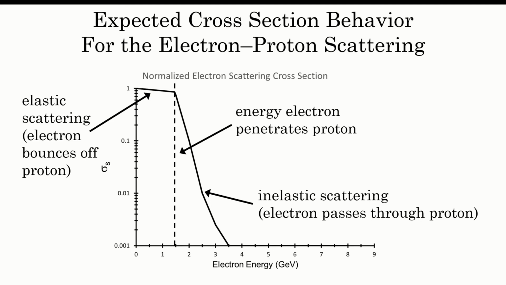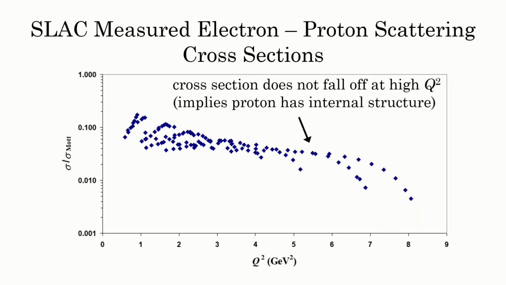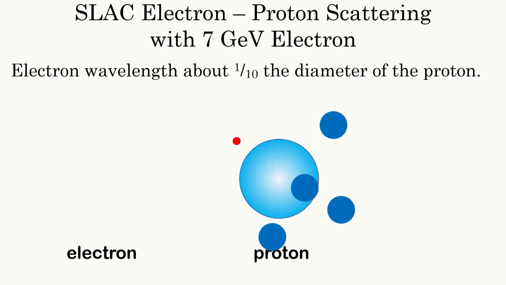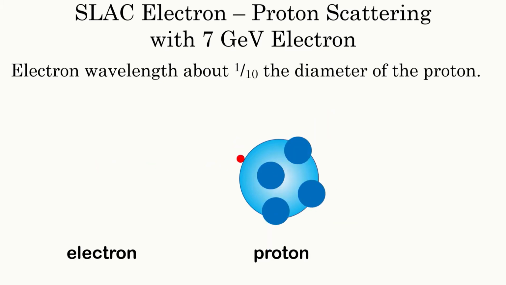Once the electrons reach energies high enough to penetrate the proton and collisions become inelastic, physicists expected the scattering cross-section to quickly drop off and go to 0 for the higher momentum transfers q squared, indicating the electrons were passing through homogeneous protons. But much to their surprise, the cross-section remained substantial and relatively constant over a wide range of momentum transfers. Reminiscent of the Rutherford gold foil experiments, the data revealed electrons were hitting something hard inside the protons.